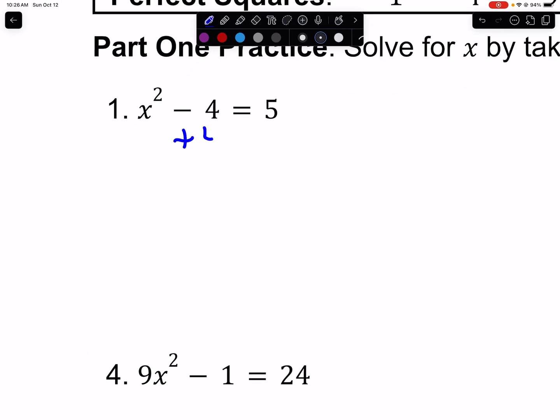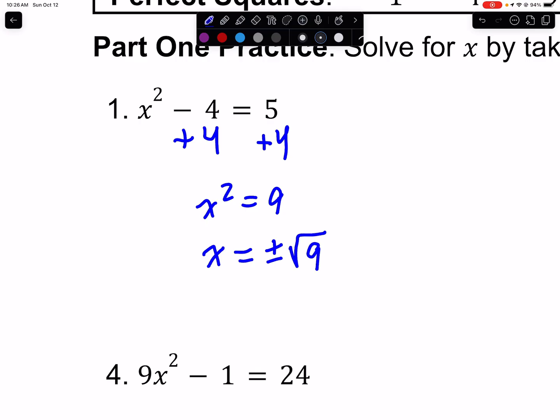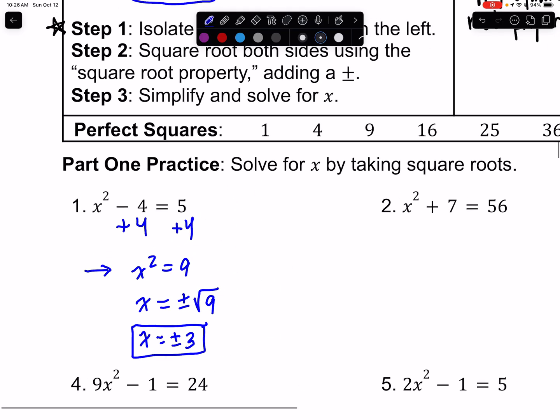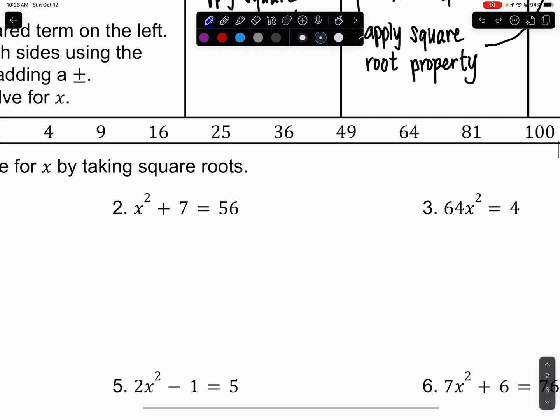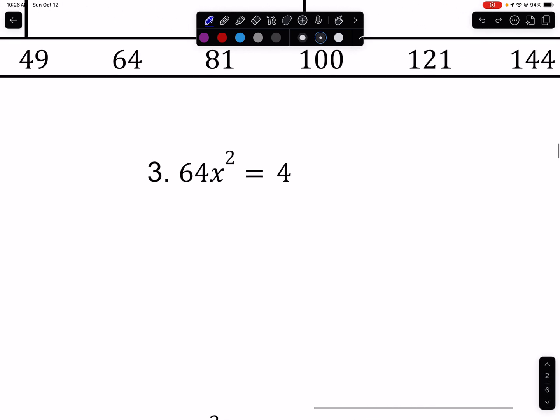So first I would add 4. So the square root property tells us that I can square root both sides once this is isolated. Therefore my answer is just plus or minus 3. Because 9 is a perfect square, it equals 3 times 3. Okay. Sometimes you'll have to divide to isolate x squared.